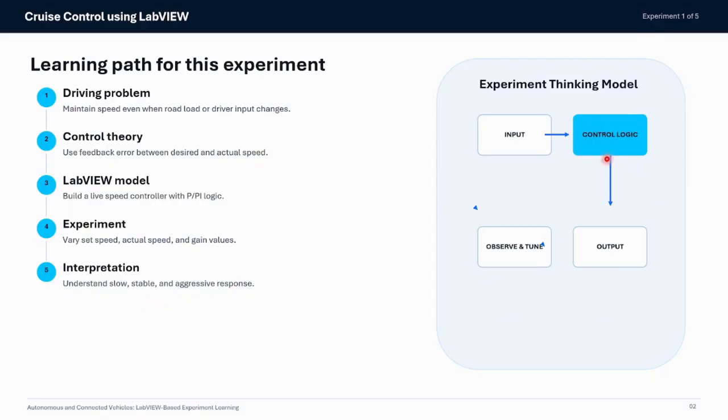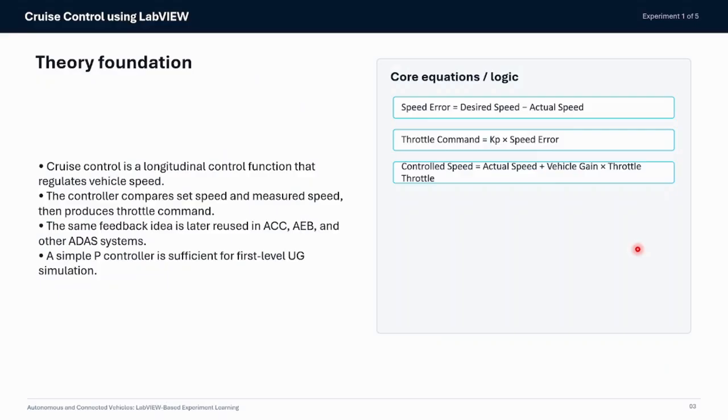Here is the simple block diagram of the cruise control. We give the input and control logic. Based on that control logic, we can maintain a constant speed. This cruise control is a longitudinal control function that regulates the vehicle speed. It maintains a constant speed.